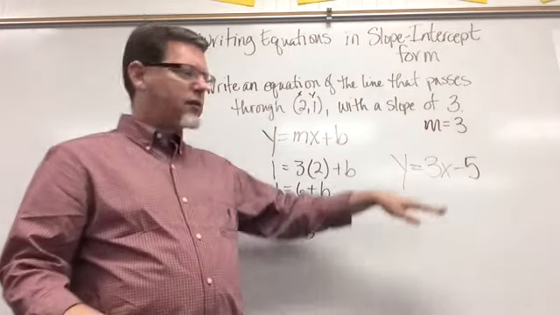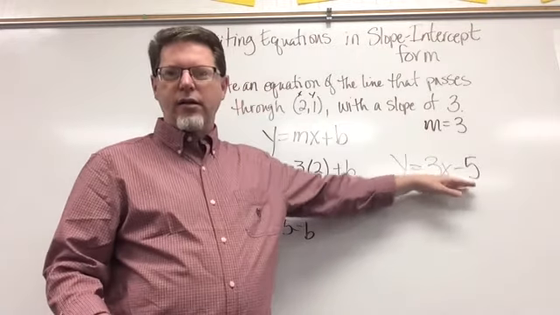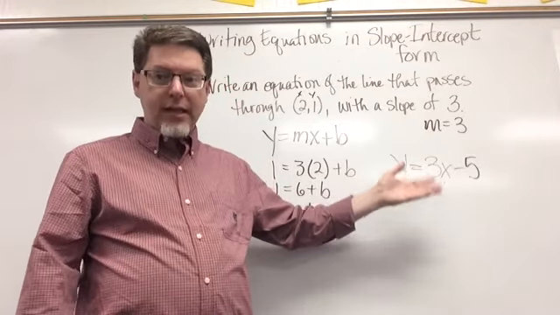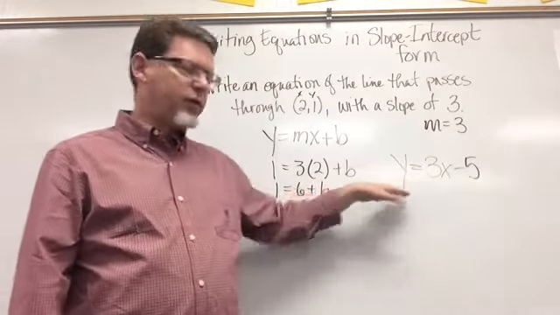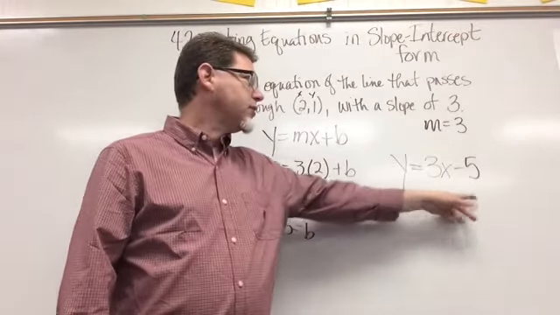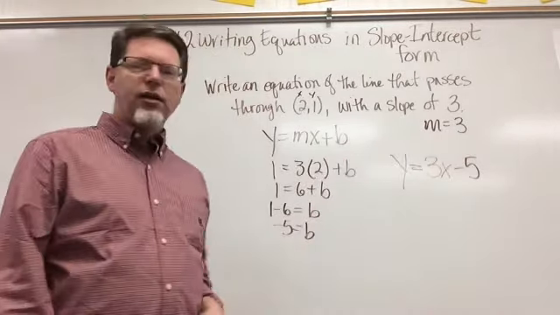Again, when we're writing slope-intercept form, we always put our y and our x as letters. We don't plug in the number again. We just plugged in the number to find b. So y equals 3x minus 5 because the slope is 3 and the y-intercept is -5.